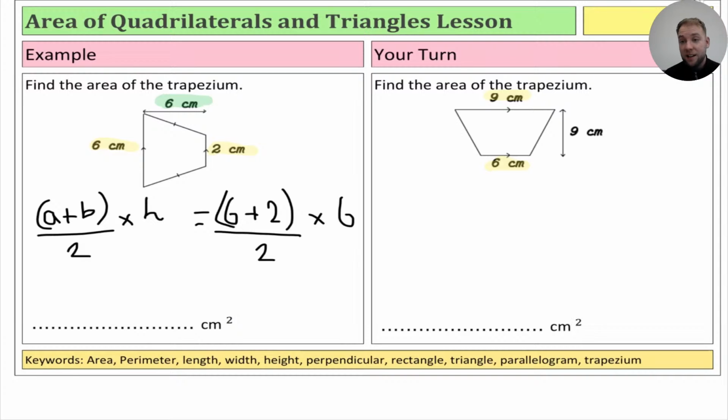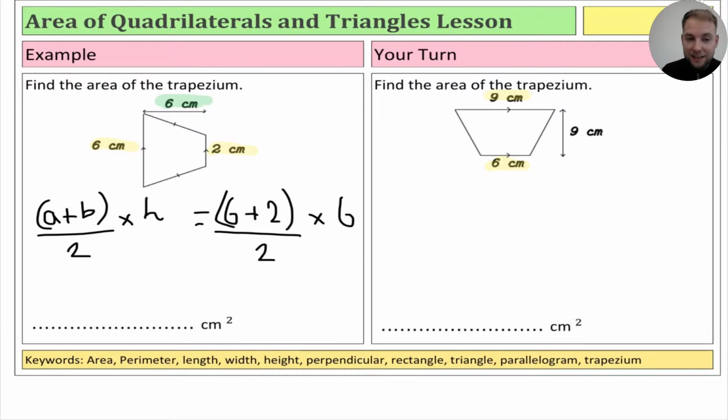Now you can do this on your calculator if you want. You can also do it in your head. You remember to do the brackets first, then divide it by 2, and then times it by 6. So it's going to be 6 plus 2 is 8. Divided by 2 is 4. 8 divided by 2 is 4.